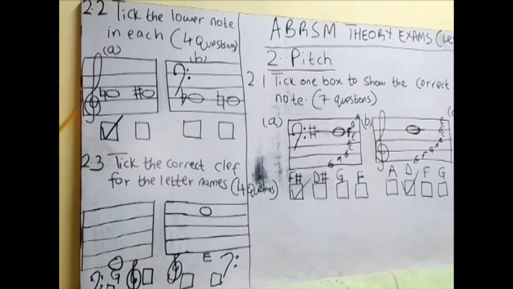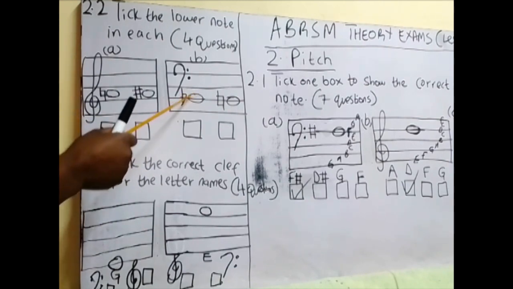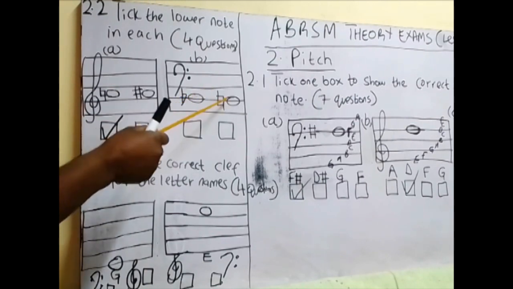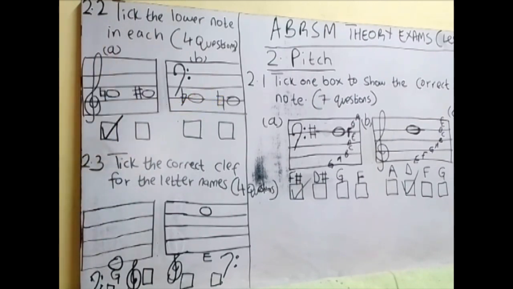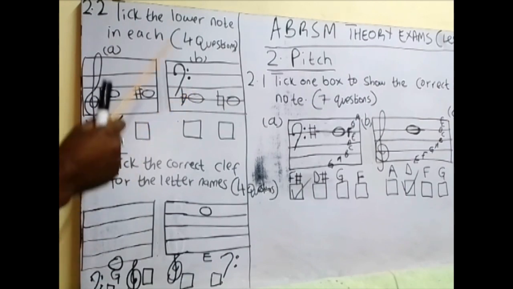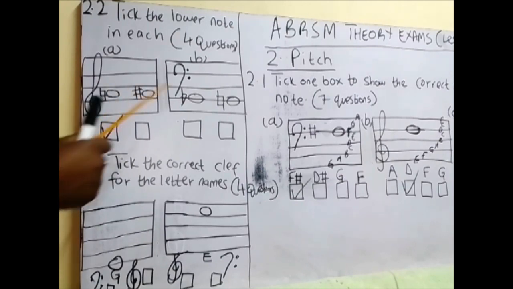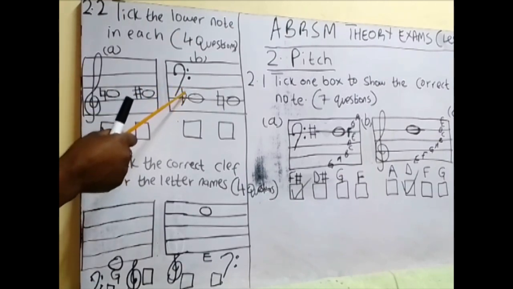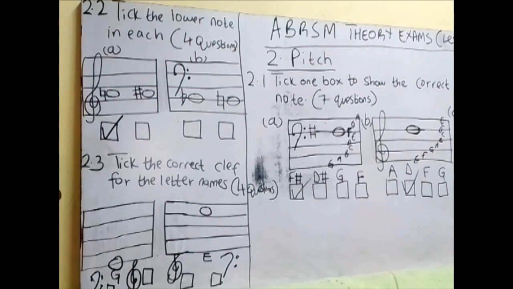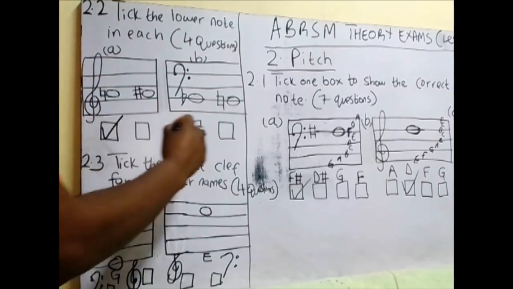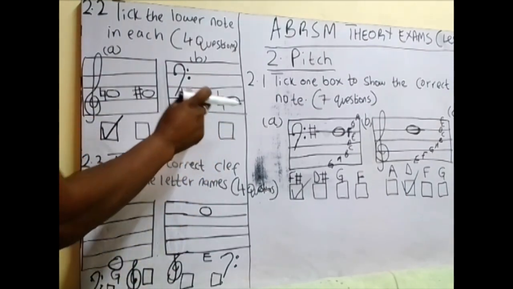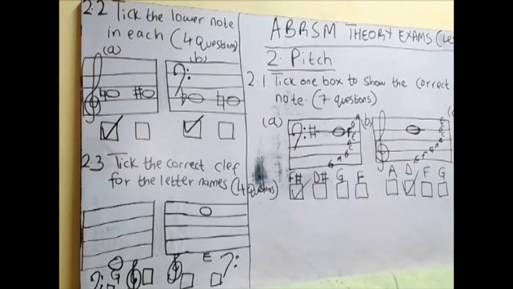And then you come to question B. Here we have a flat, and here we have a natural. This note has been lowered, and this note is natural. We are looking for the lower one. Remember we said the flat lowers the note by a semitone. So this is the answer, because the natural one is higher than the one that has been lowered.